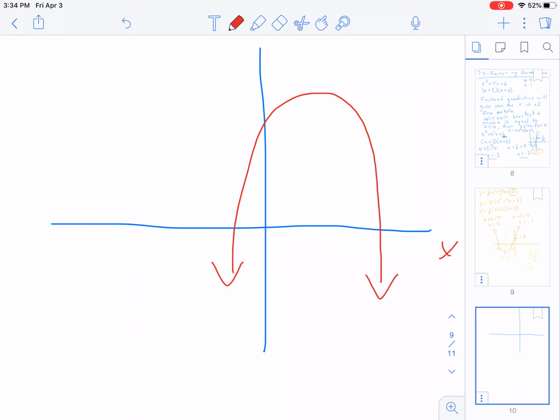This is my x-axis. Here's my y-axis. Okay, so this point we'll say is at 12. This here is at -1. And this one here is at 4. So that passes through, my x-intercepts are at -1 and 4. My y-intercept is at 12.